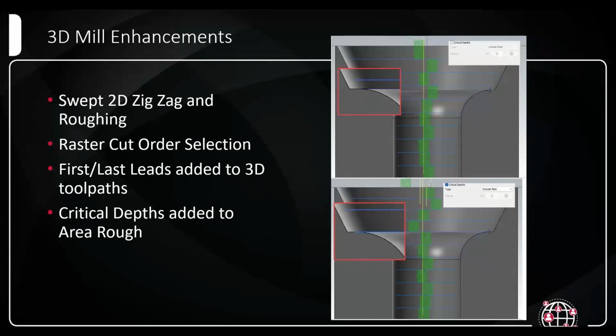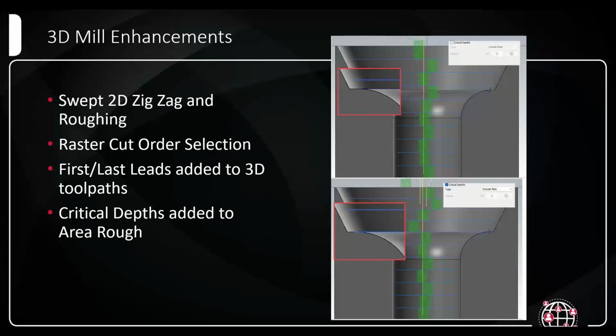I mentioned years ago back in 2022 that I wouldn't be surprised if it made its way into area rough, because they work very similar when it comes to slicing. And sure enough, it did. In 2024, we now have critical depth controls in the area rough toolpath. So you can see in this picture, with it turned off, it's going to just completely ignore the flat. It's just going to keep minding its own business, cutting at the depths that I've defined.